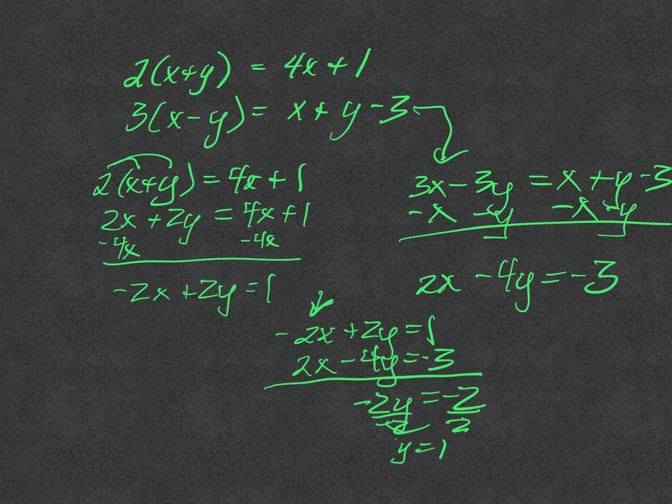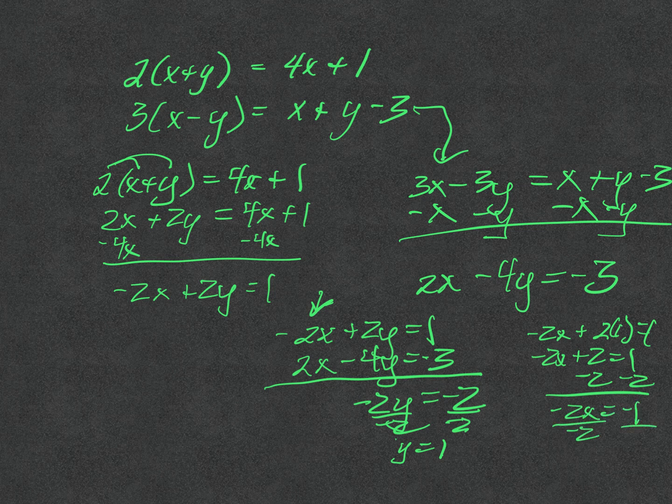And if y equals 1, I can use one of the equations, negative 2x plus 2 times 1 equals 1. So negative 2x plus 2 equals 1. And I subtract 2 from both sides and get negative 2x equals negative 1. Divide by negative 2, and I get x equals 1/2. And so my solution is 1/2, 1.